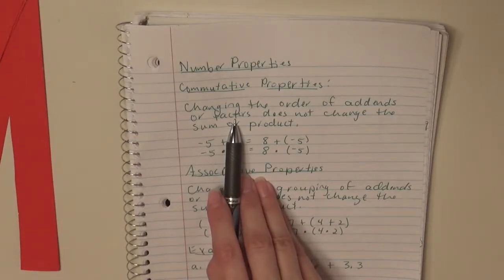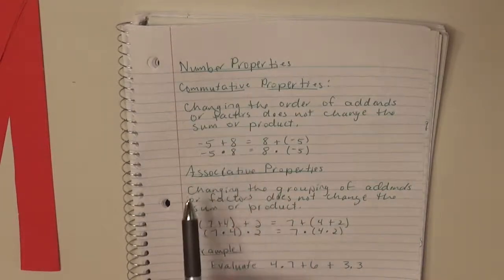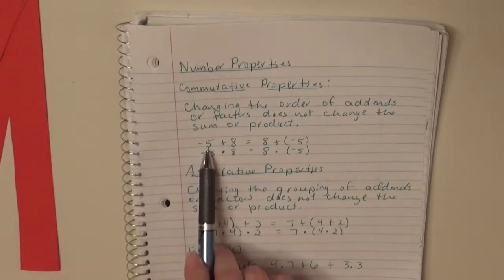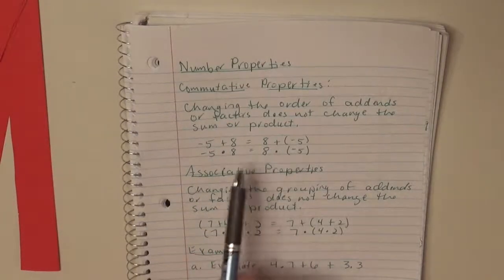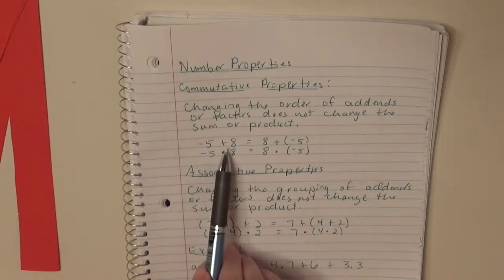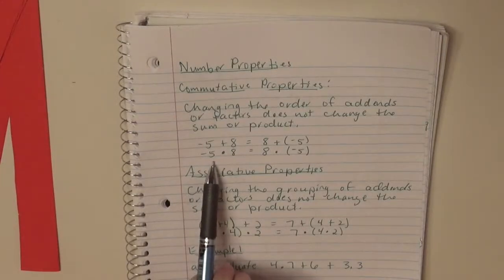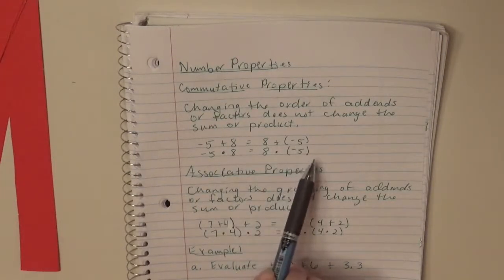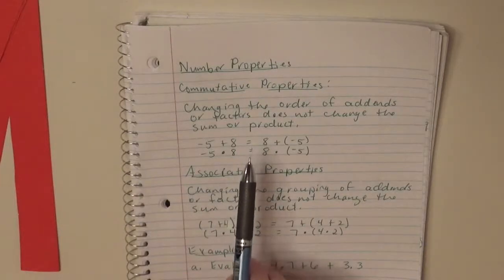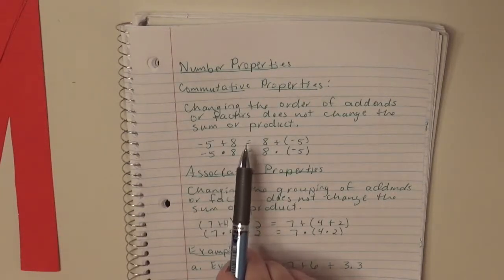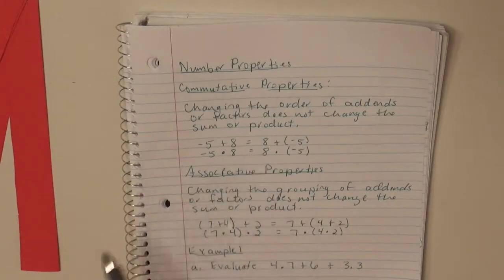And you probably know this, you just didn't know that this had a name. So 3 times 2 is the same thing as 2 times 3. 4 plus 7 is the same thing as 7 plus 4, okay? You can also use negatives and positives to say this. So in your notes, you should see negative 5 plus 8 equals 8 plus negative 5, okay? Or negative 5 times 8 equals 8 times negative 5. So the commutative property simply allows us to change the order of numbers that are being added or being multiplied.